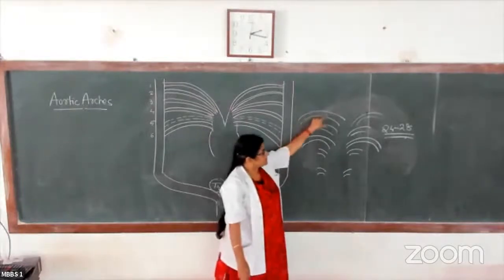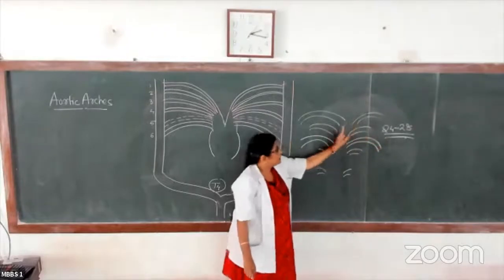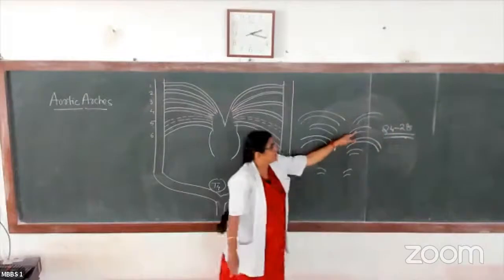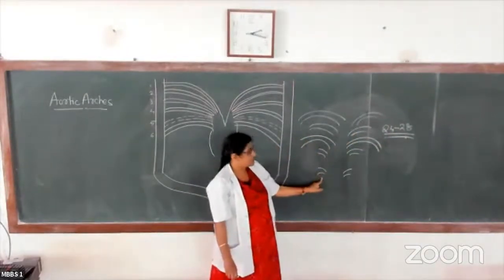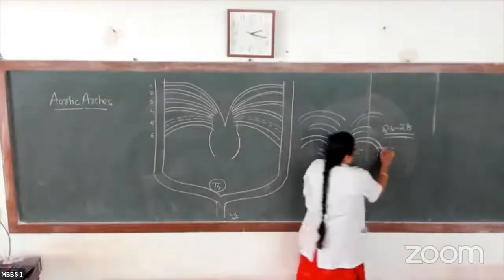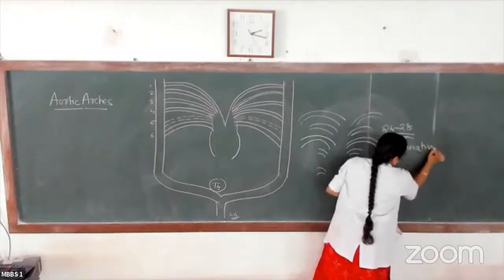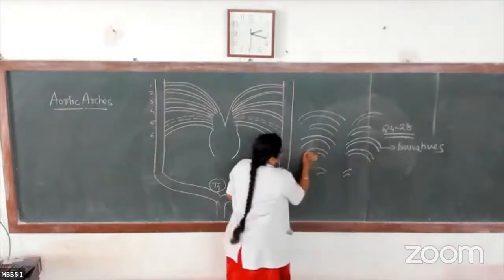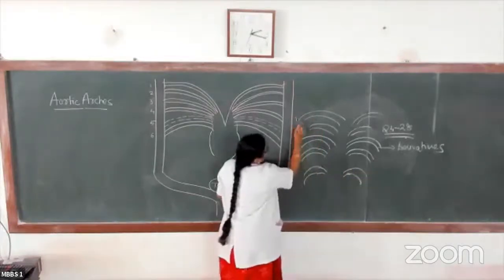So first and second start forming on the 24th day of the embryonic life. They disappear on the 28th day. By the time these two disappear, the third is completely formed, and fourth and fifth just begin to form. Okay, as this arch forms its derivative, the remaining two by that time will develop completely. So this is first, second.